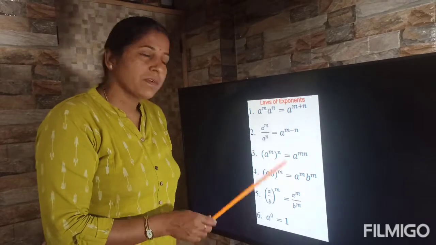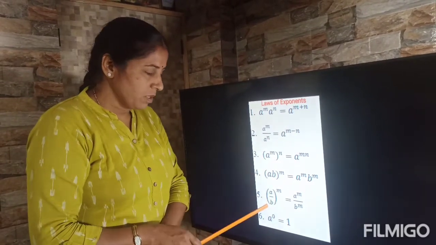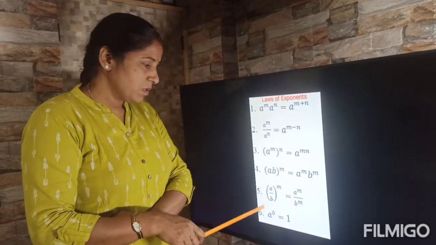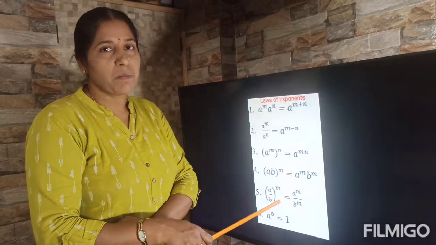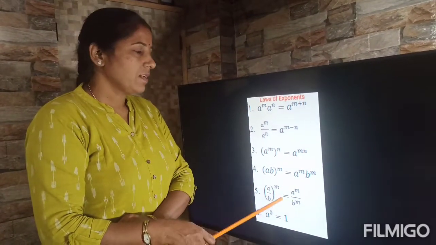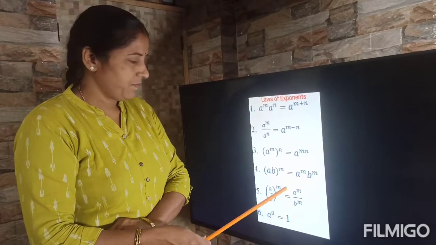Then next, fifth law, a by b whole to the power of m is equal to a to the power of m divided by b to the power of m. Here also, for two numbers, between the two numbers division is there. For both the numbers together one common power m is there, that we have to make separate, that is equal to a to the power of m divided by b to the power of m.